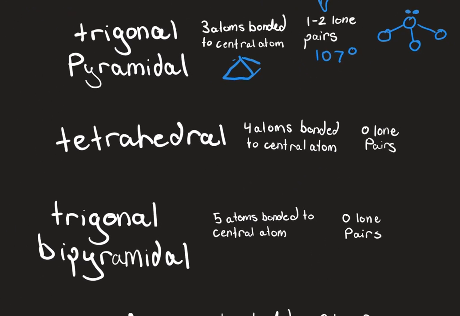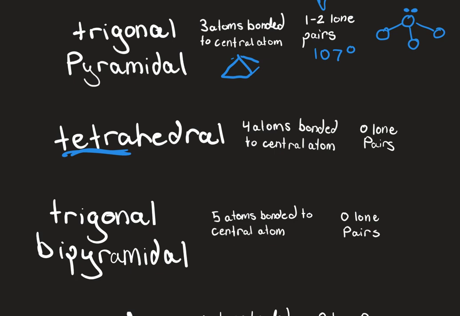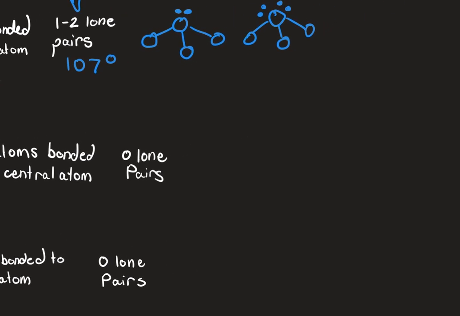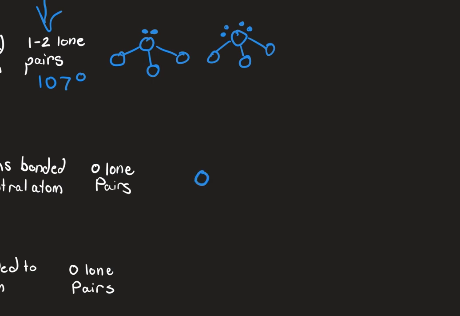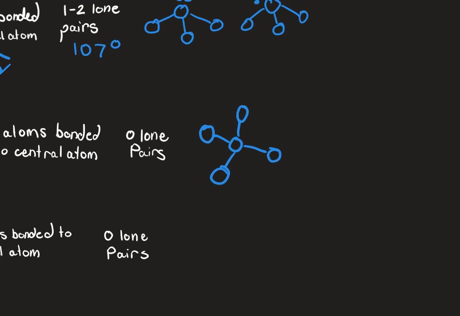Next, we have tetrahedral. Tetra means 4. So we will have 4 atoms bonded to the central atom and 0 lone pairs. This one is a little bit harder to draw 2D to show the 3D shape. So this is my best drawing. And it has a bond angle of 109.5 degrees.